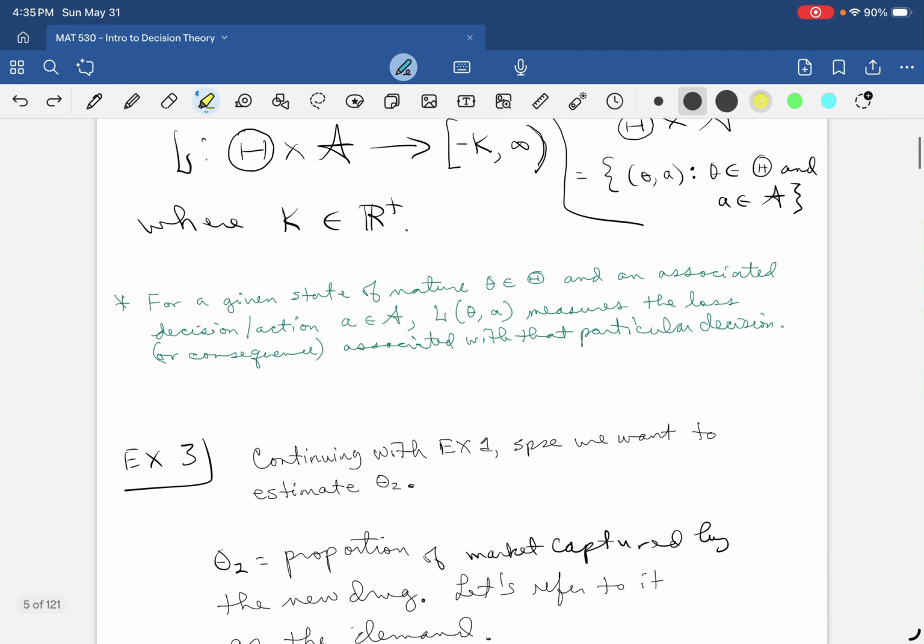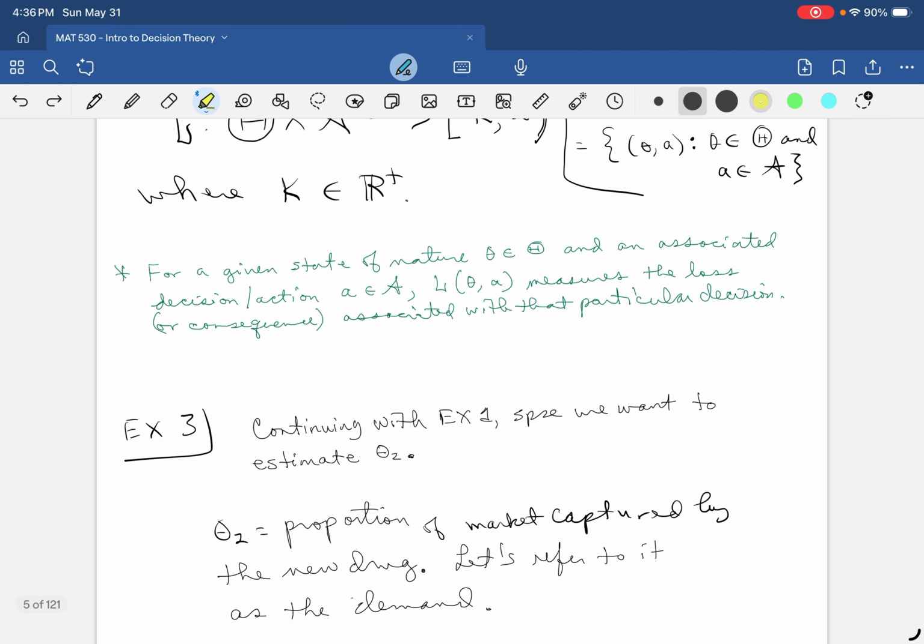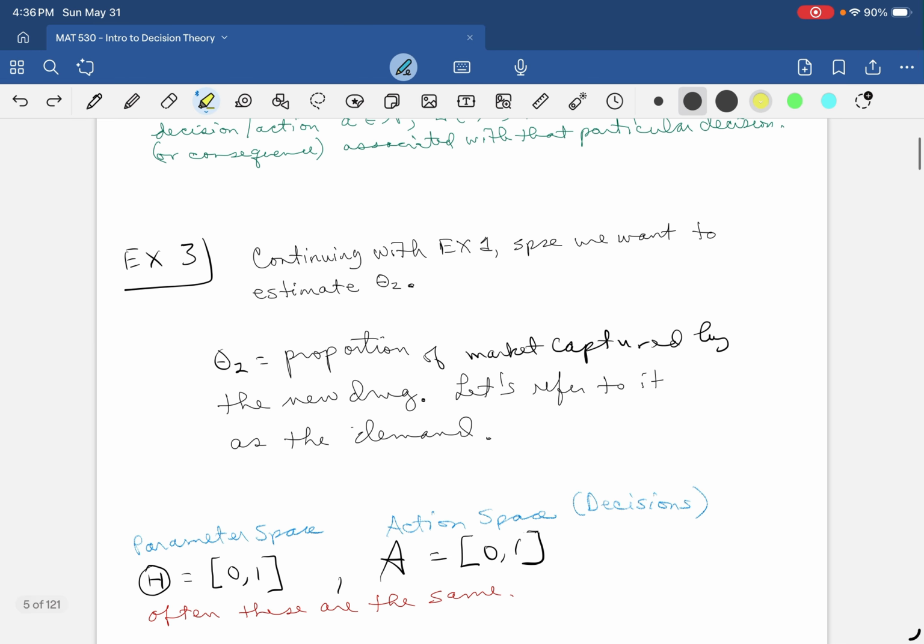All right, so let's look at an example. Let's continue an example that we looked at earlier, which dealt with a drug company that is considering putting out a new drug. And we had the parameter theta, which at that time was a vector: theta 1, theta 2. And I think theta 1 essentially was the efficacy of the drug. So that would be, I think it was the proportion of the target market for which the drug would be effective or something like that.